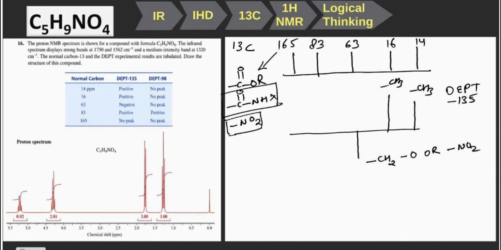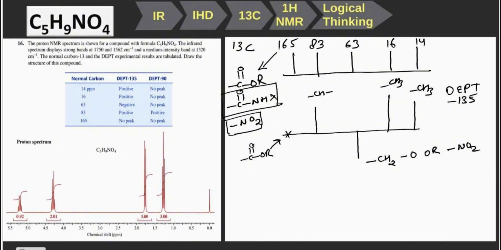Now 83 is showing positive. That means this belongs to a methine carbon, and this methine carbon could be attached to an electron withdrawing group. That's why it is going to 83 ppm. And 165 of course will not show any signal, because this belongs to the carbonyl group of the ester, which does not have any hydrogen.